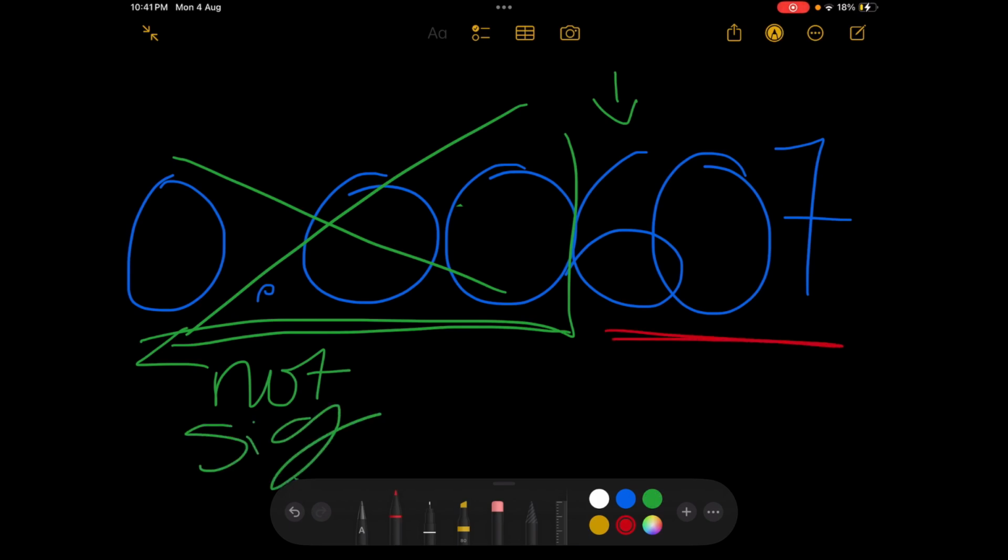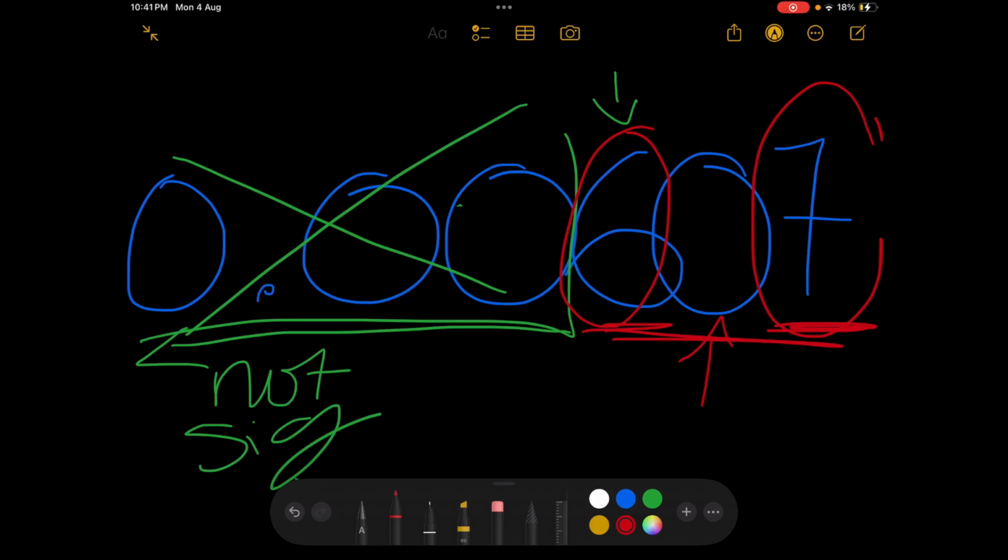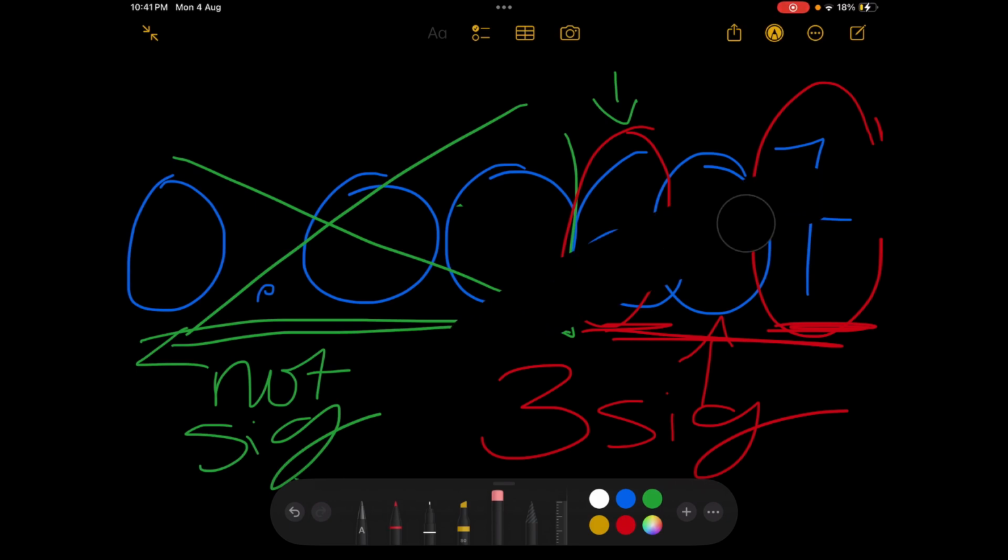Now over here, we have a 6, which is a non-zero value, which means it's always significant. And we have a 7, again, same as the 6, always significant. And we have a 0 in between the 6 and the 7, which are significant figures. So any 0 in between 2 significant figures is significant. Therefore, we have 3 significant figures. Perfect. Nice and simple when you break it all down.